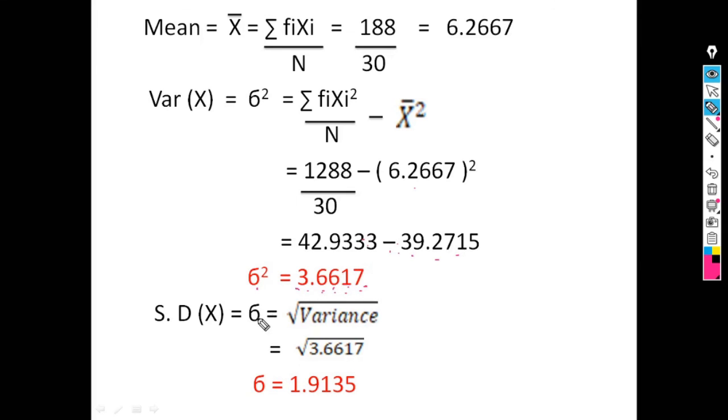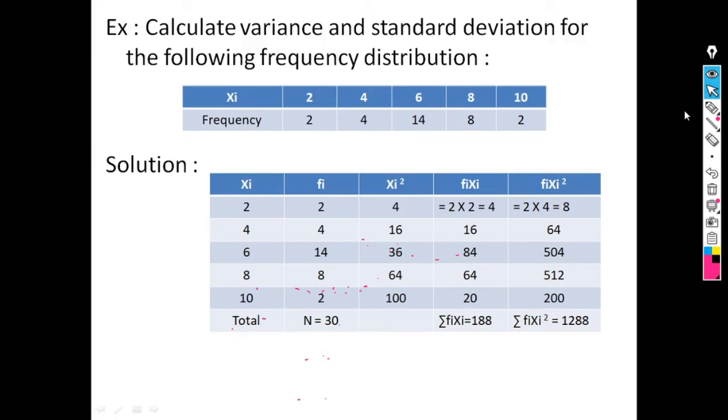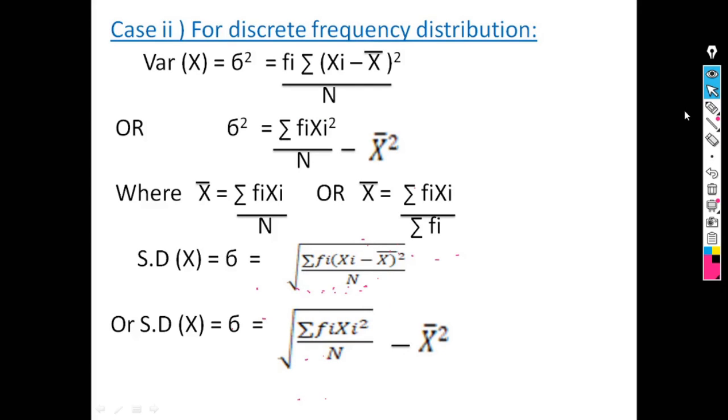That is, the variance is 3.6617. Now the standard deviation of x is just the positive square root of variance. Our variance is 3.6617 and its square root is 1.9135. In this way we can calculate variance and standard deviation for a discrete frequency distribution.